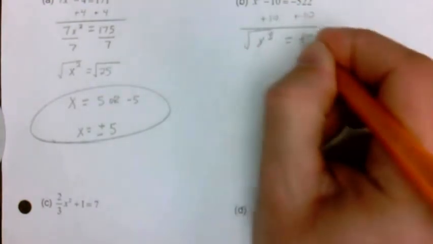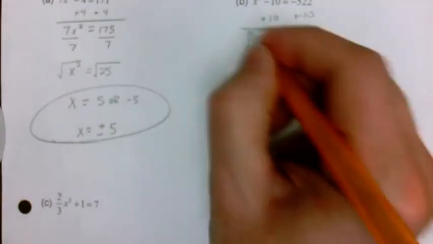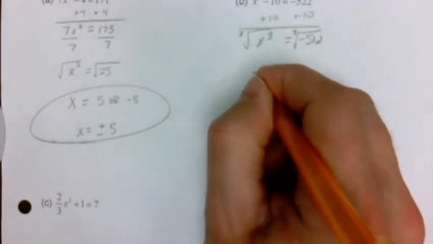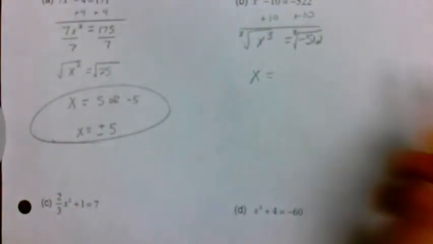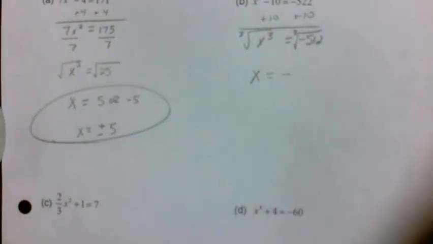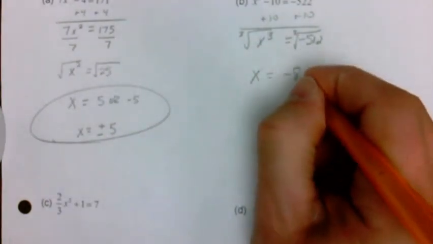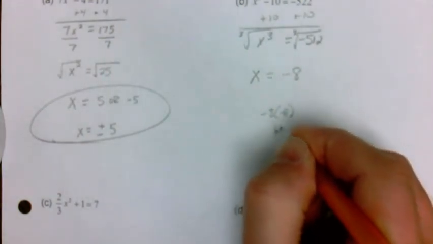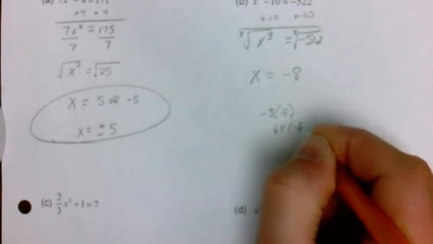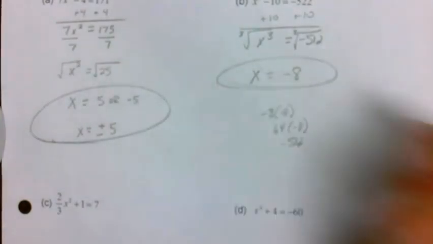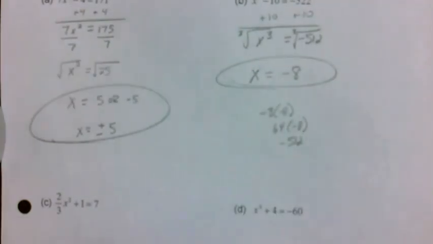Well, if we take the cubed root on each side, we can figure out what that number is. So the cubed root of x cubed is going to be x, and the cubed root of negative 512, well, I know it's going to be a negative number, and then I know that's going to end up actually being negative 8, because negative 8 times negative 8 is 64, and 64 times negative 8 is negative 512. One solution to this equation, x equals negative 8.